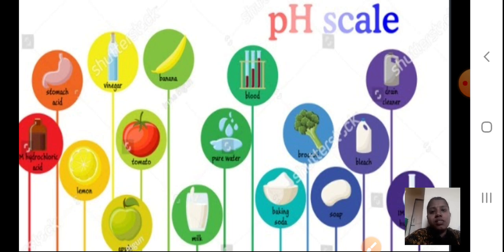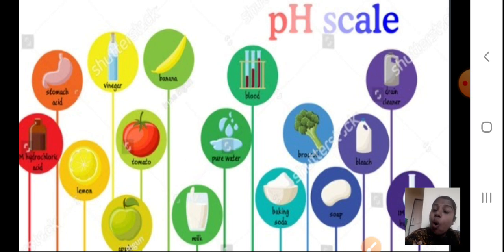Now whatever substances you use, students, they are of 3 different types we have studied, right? They can be acidic substances, basic substances, or salts. And you have studied about the pH scale. Now you can see many different things included here, like hydrochloric acid, stomach acid, lemon, vinegar, tomato, apples, milk, pure water, blood, broccoli, which means vegetables we can take, baking soda, soaps, bleach. Many different things you can see in this picture, right? So all these are substances.